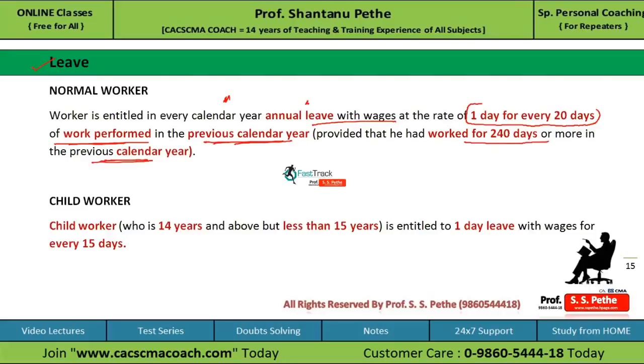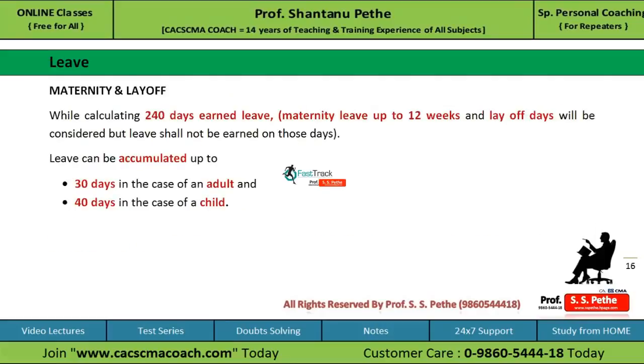About the child worker: a person who is 14 years of age and above but less than 15 years of age will be treated as a child worker, and is entitled to 1 day leave with wages for every 15 days of work.